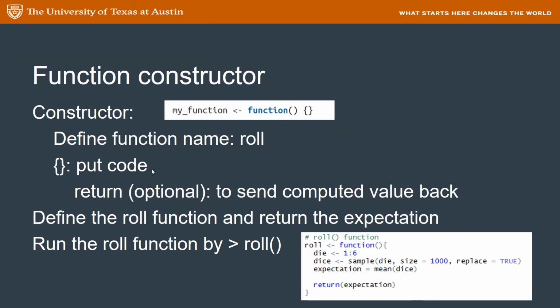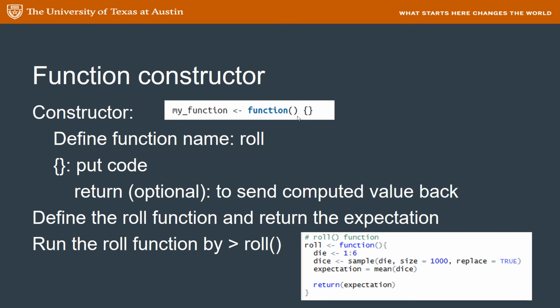So this is the function constructor. First comes the function name. You can define the function name to be roll. In the example, it is my_function. So you can assign any name to the function, just like any name for an object. Then there will be an arrow sign, or you can use an equal sign, and then function, parentheses, and braces. You should put function there. You cannot change any letter.